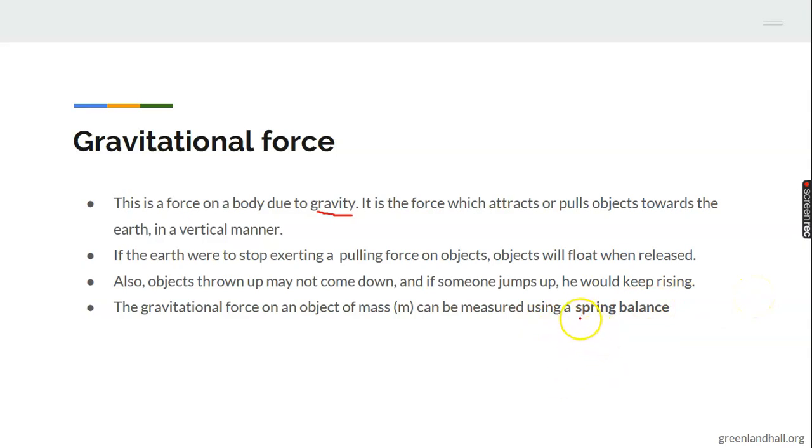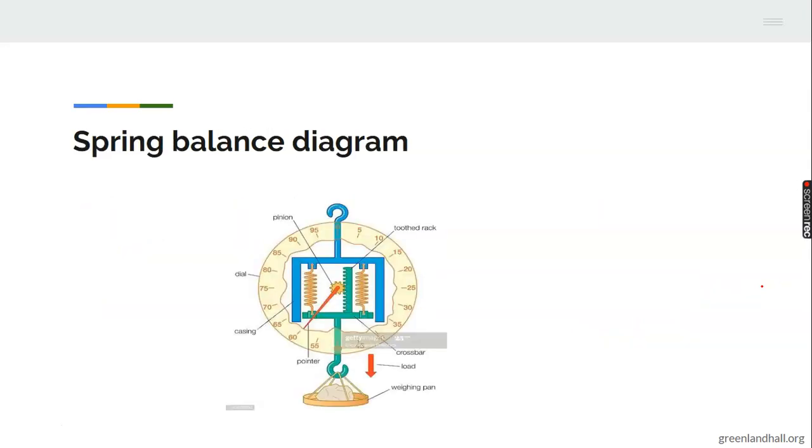A spring balance is an equipment used in measuring the mass of an object. So this is how it looks. Here you have the hanger where you can hang it somewhere, or tie a rope to it and hang it somewhere. And here you attach the load you want to weigh. And here are the pointers. This is the pointer and these are the values. It depends on how heavy the load is. The pointer will always take it down if it's 80 kilogram, if it's 95, like that.